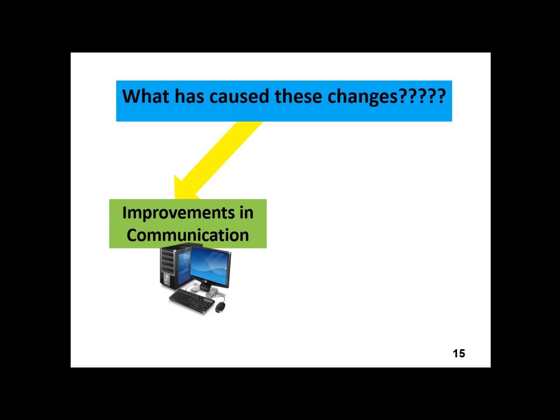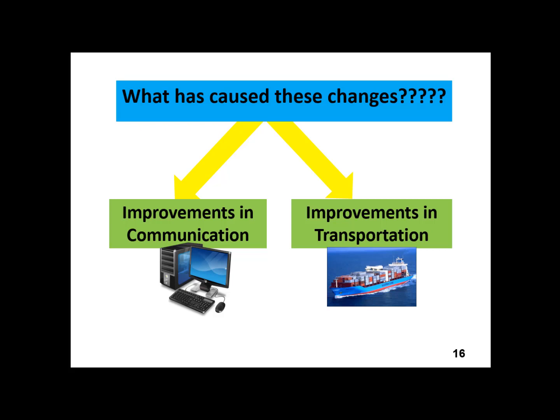So, what's caused these changes? Well, we talked about this earlier, the improvement in communication. Okay, obviously now we can hop on our cell phone and we can text people, we can email people, we can call people, we can FaceTime people, we can Zoom with people all over the world, and it's in a matter of seconds. Also, improvements in transportation.